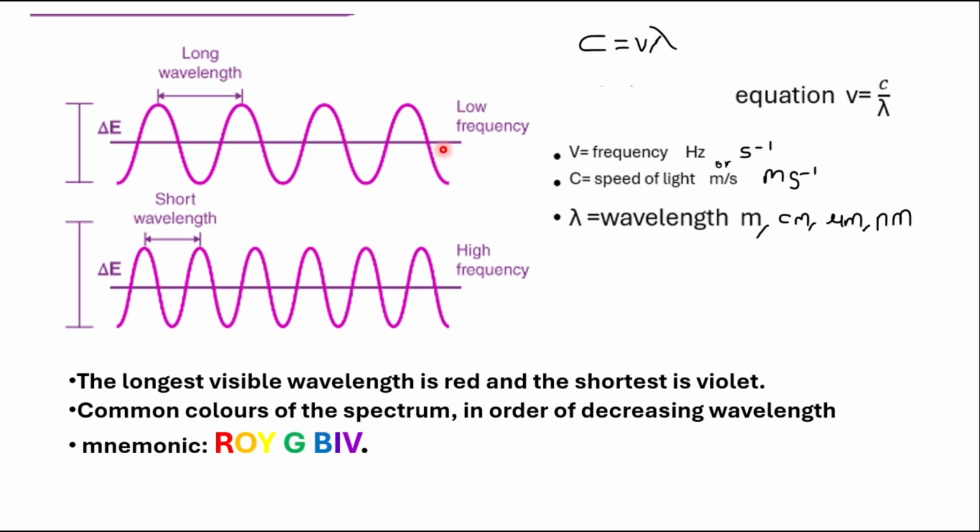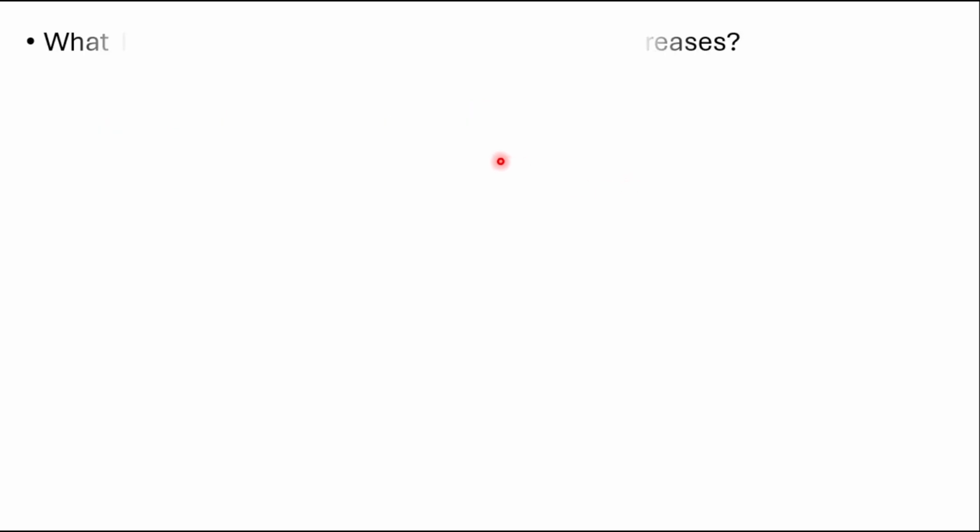So we have low wave frequency here, and we have high frequency here. And as you can see, we have high frequency, short wavelength, low frequency, long wavelength. So this is the equation that is used to represent the frequency: the speed of light c equals frequency times lambda.